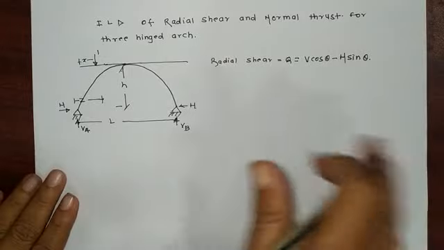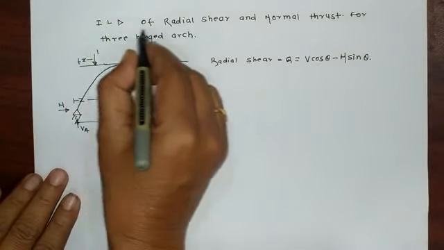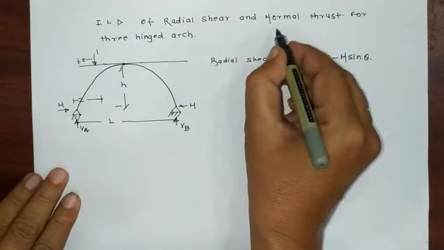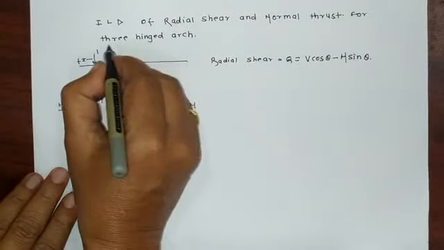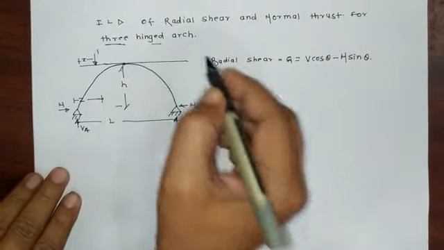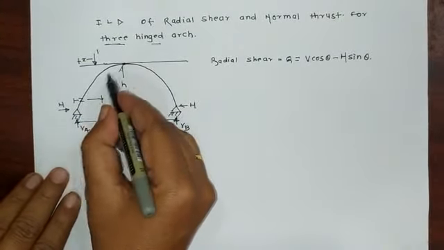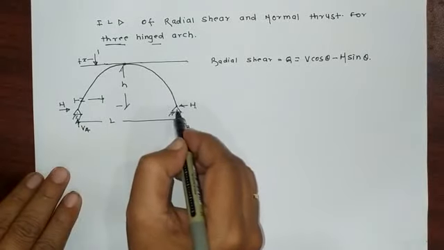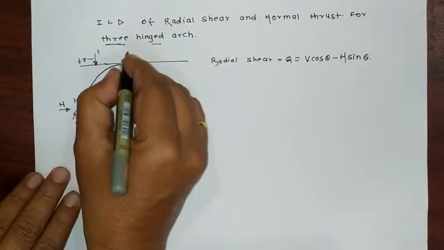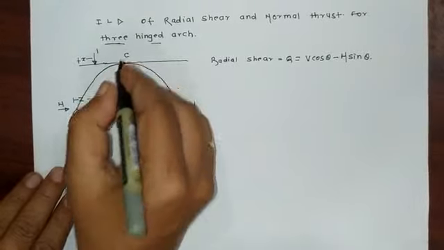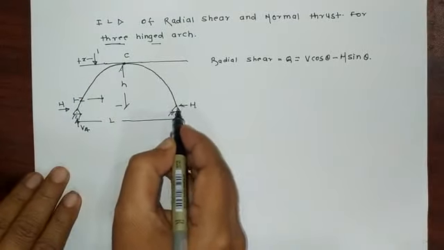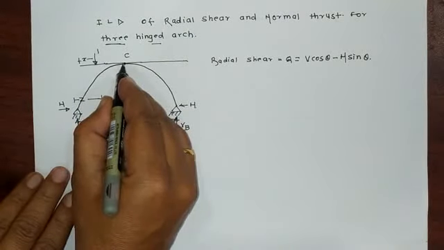Welcome, dear students. Today we learn the ILD for radial shear and normal thrust for the three-hinged arch. Suppose this is a three-hinged arch, with support A, support B, and a crown at C, where there is a third hinge. First hinge at A, second hinge at B, and third hinge at C.